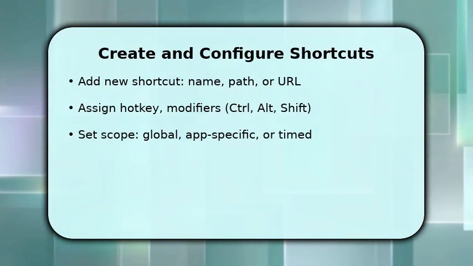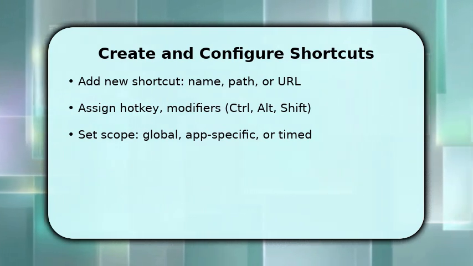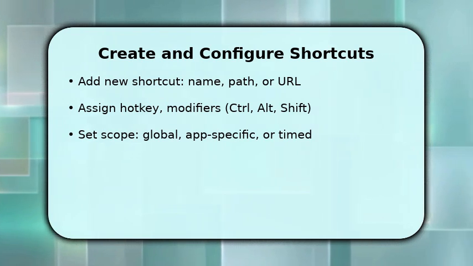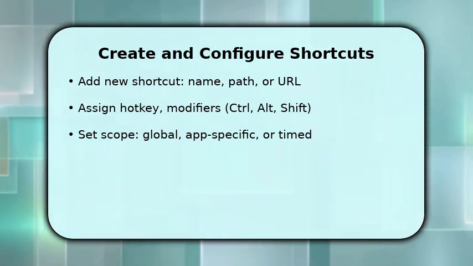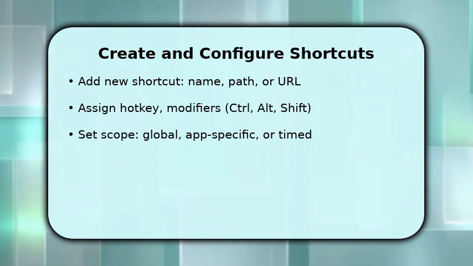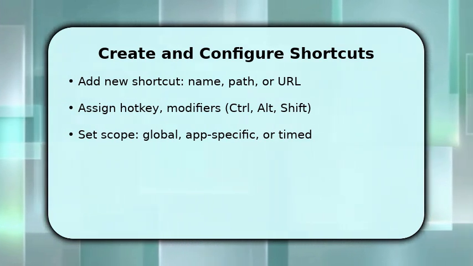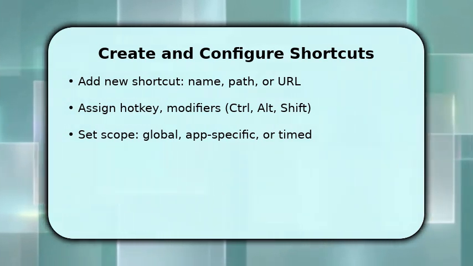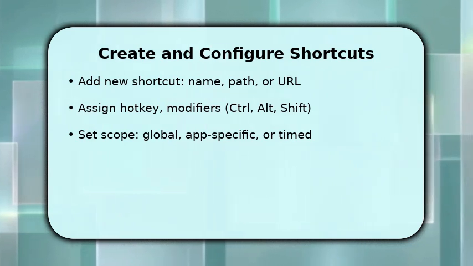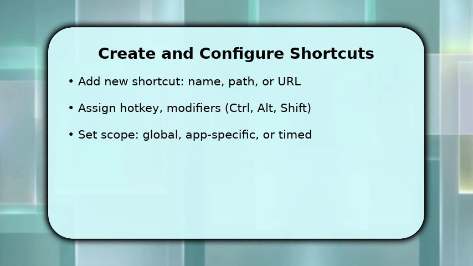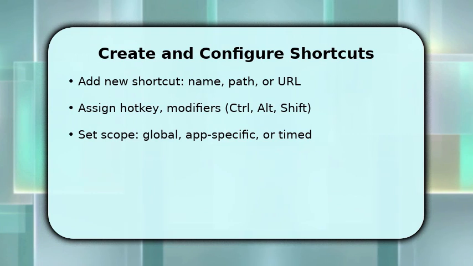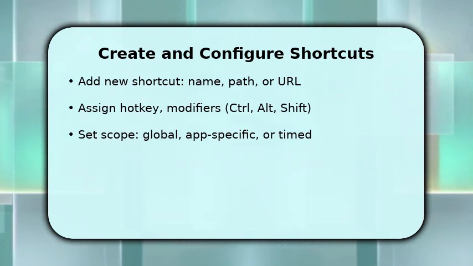You now add a new shortcut entry and give it a clear name so you recognize it quickly. Point the action to an executable, script, or URL and explain why each target is chosen. Then assign a hotkey with modifiers. Use combinations that avoid system conflicts. Once done, set the scope: global for all windows, app-specific for context, or schedule for time triggers. Make sure to save and test the binding immediately to confirm the intended behavior.